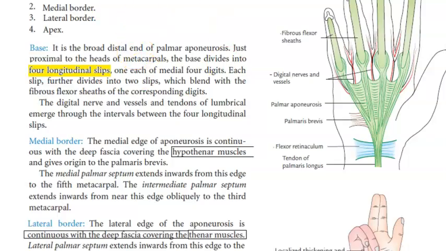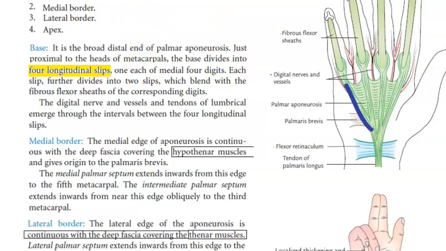Okay, so let's go to the medial and lateral border in this one. The medial border is where the hypothenar muscles are. The aponeurosis, the deep fascia part, continues to cover the hypothenar muscles. And what do you have on the lateral border side? You have the thenar muscles, which are also covered by that deep fascia.